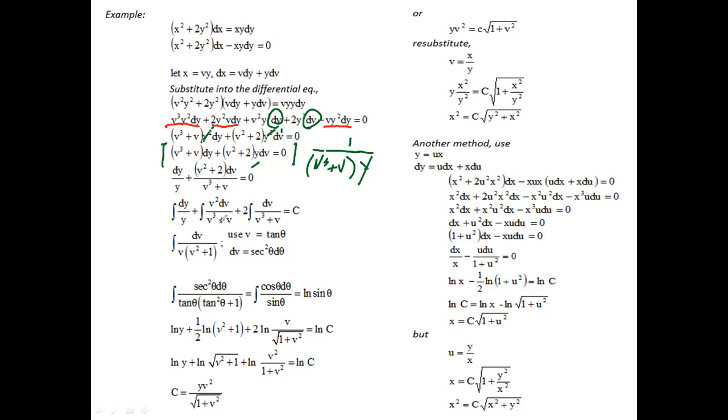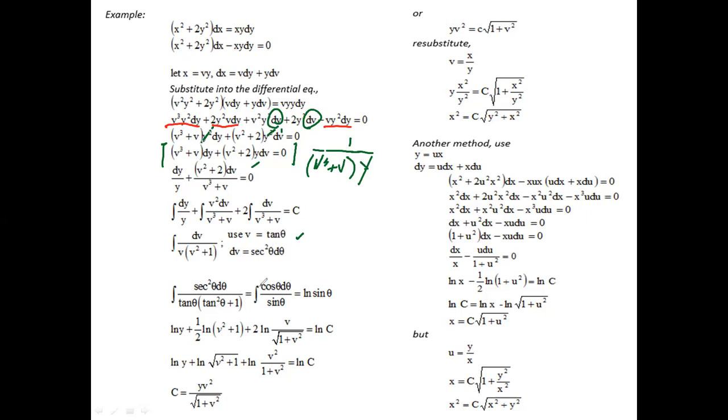Now here you can factor out the v, so you have v times the quantity v squared plus 1. And if you use v equal to the tangent of theta, dv will be equal to secant squared of theta d theta. You just simply differentiate this equation. So now you change the dv to secant squared theta d theta, you change the v to tangent of theta, and you change the v squared plus 1 to tangent squared plus 1, because v is tangent.